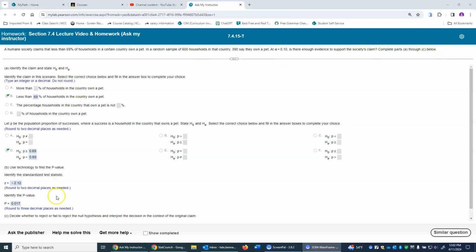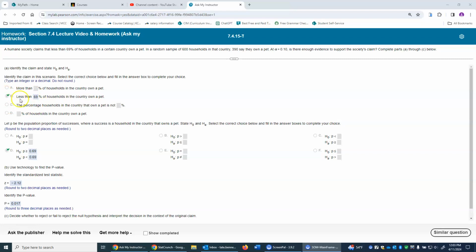Okay, so let's work through what we see here. Identify the claim, the null and the alternative hypothesis. I guess the claim is right here at the beginning. You identified it correctly. The claim is less than 69% of the households in the country own a pet. So you did that correctly.